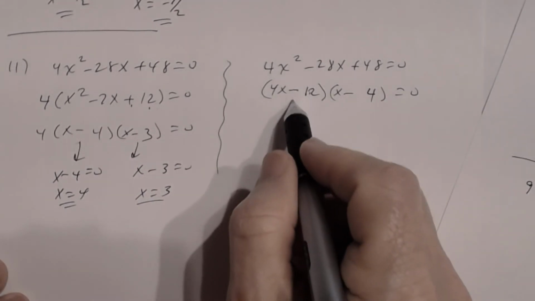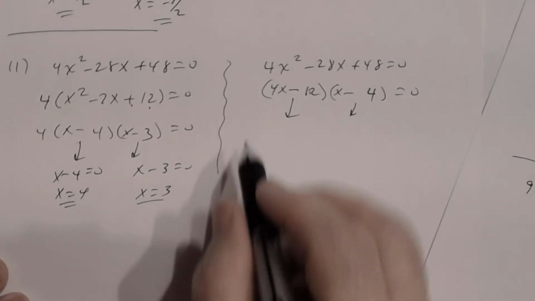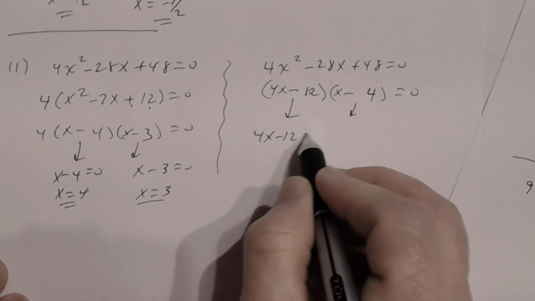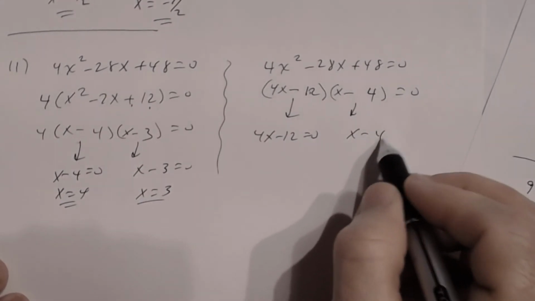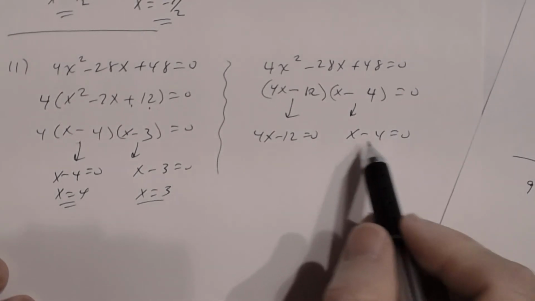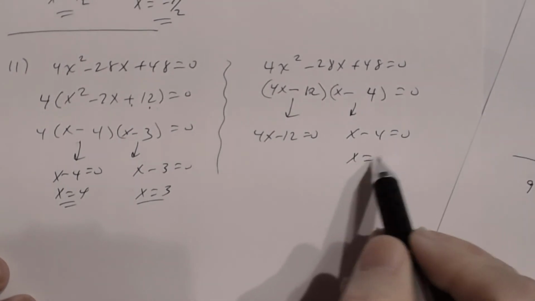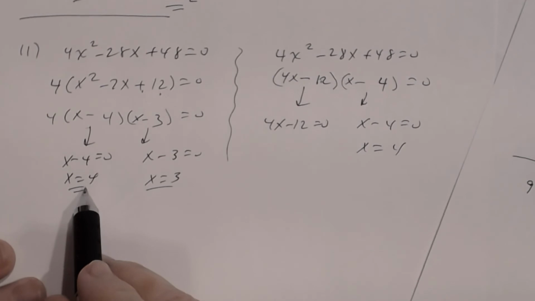So now I'm going to set each one equal to 0. So I get 4x minus 12 equals 0, x minus 4 equals 0. And notice that if I solve this one, I get x to be 4, which is what this is right here.